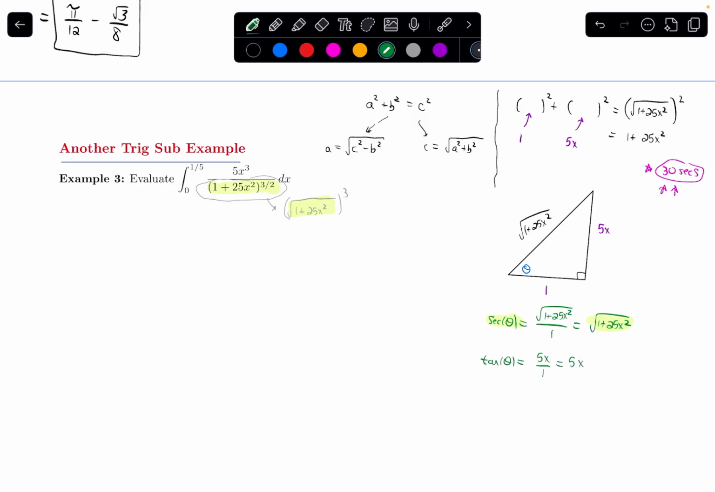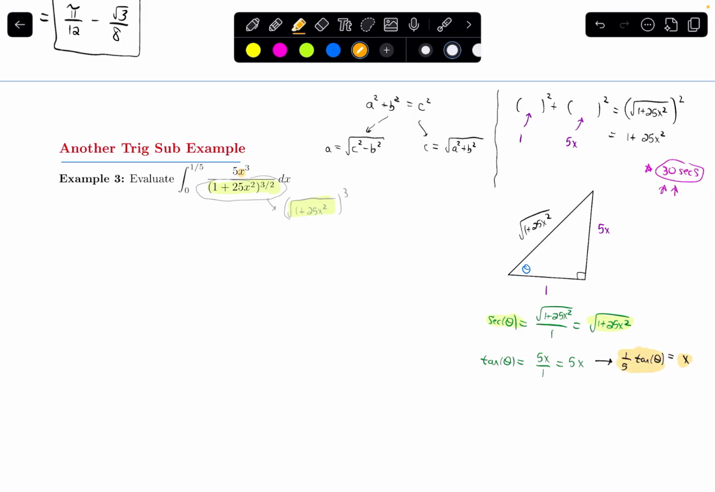Nice. So to be able to plug in for this x that I see here, we would need to isolate x. Okay, so if I isolate x, I divide by 5, and I'll get that 1/5 tangent of theta is equal to x. So let's highlight this as well. So this x is just equal to 1/5 tangent theta.